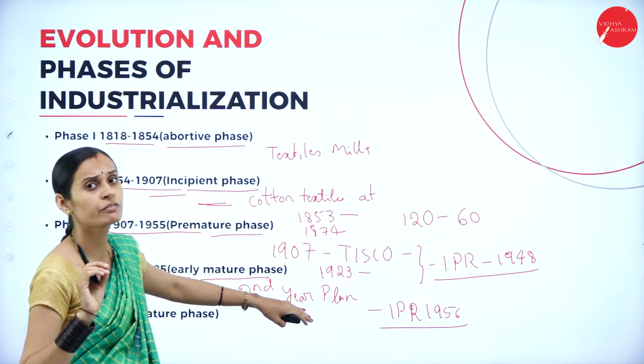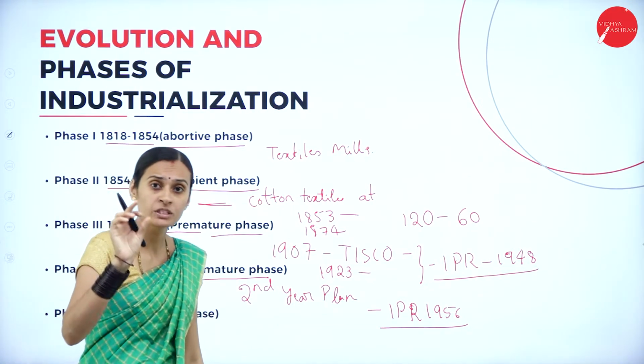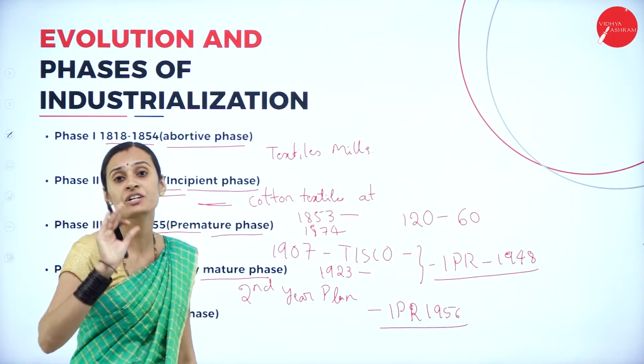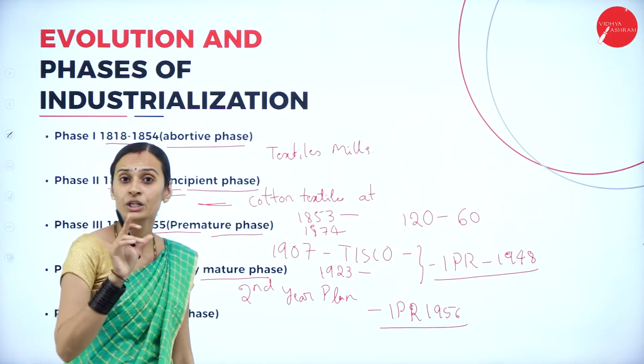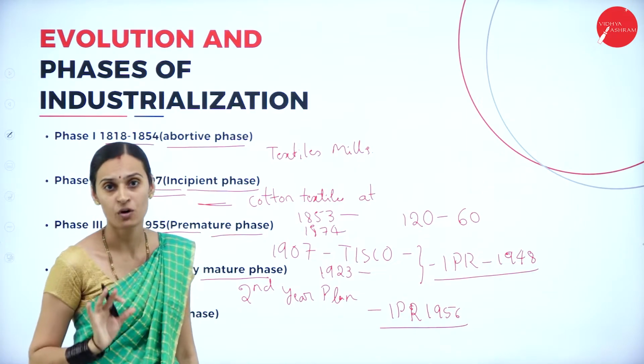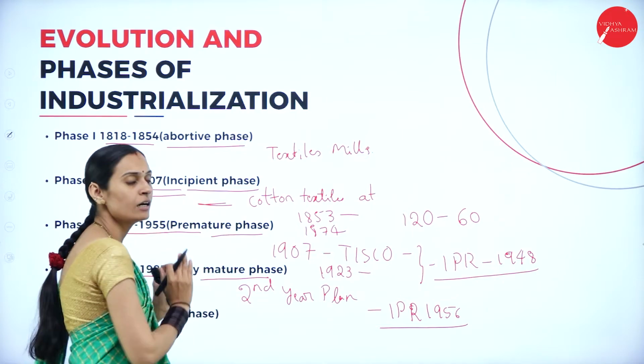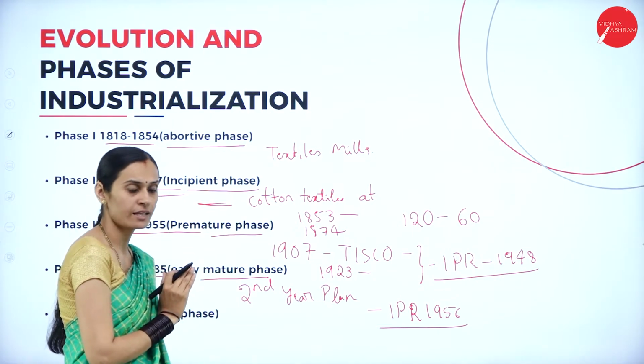And I have stated that in the second half of the third 5-year plan, India was facing the problem of financial crisis because of the Indo-Pak and Indo-China wars. Okay, so these are all the different contents coming under the 4th phase of industrialization.